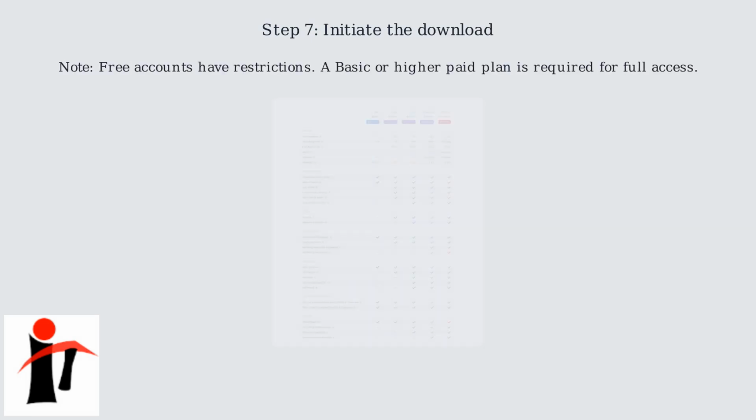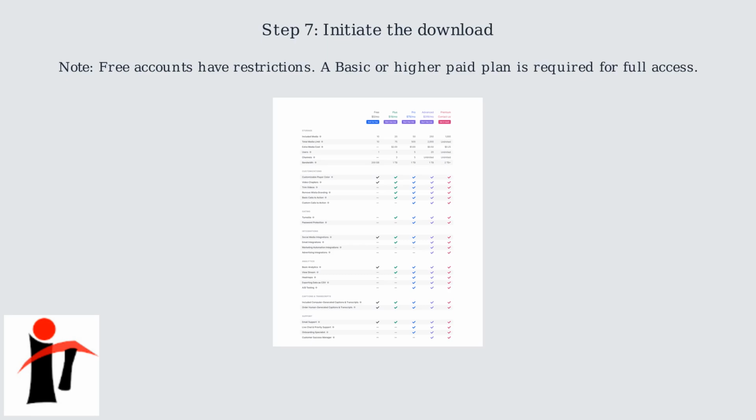Click the download option, usually found in the video's settings or options menu. You may be presented with quality options such as original, 720p, or 1080p. Choose your preferred quality. Initiate the download. Note that free accounts have download restrictions, requiring a basic or higher paid plan for full access.